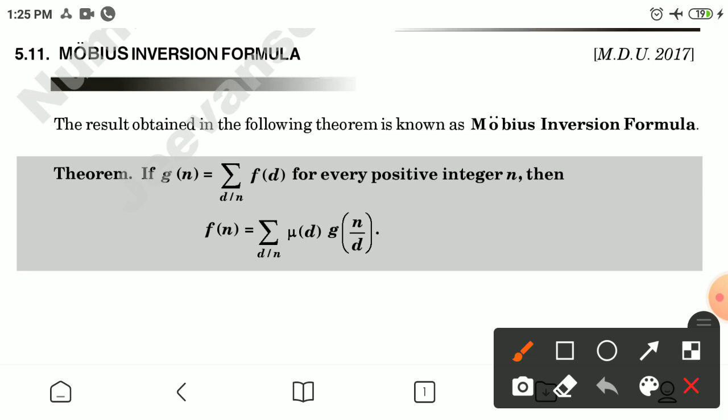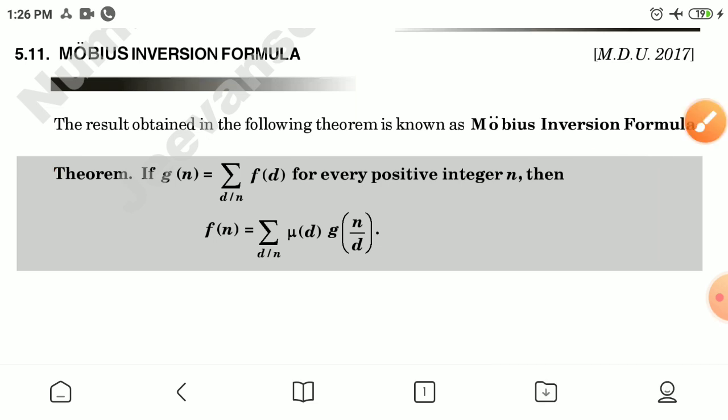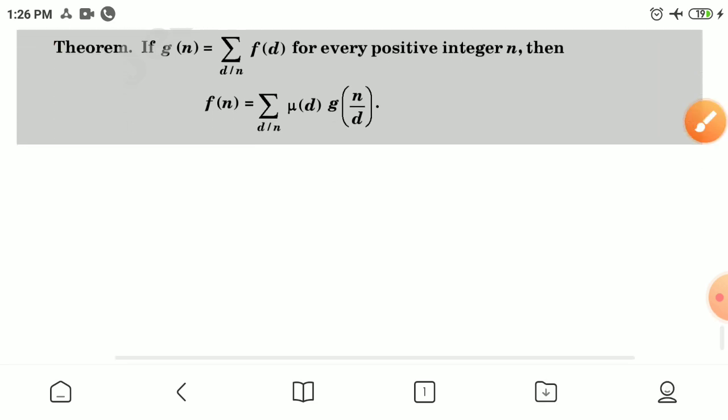Now, the Mobius inversion formula. The result obtained in the following theorem is known as the Mobius inversion formula. If g(n) is equal to summation of f(d), where d divides n, for every positive integer n, then f(n) is equal to summation of mu(d) times g(n/d), where d divides n. This is the Mobius inversion formula.